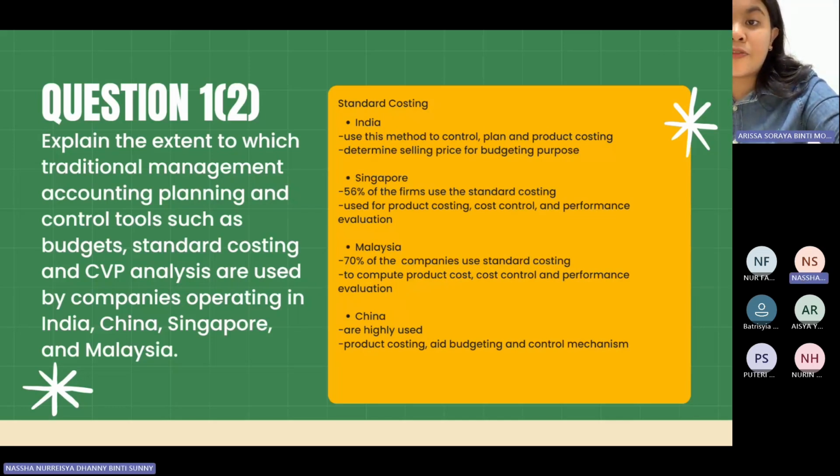In Singapore, the rate of companies using this method is 56%. Despite all the criticism about its relevance in the modern environment, companies in Singapore are still using it. This method is used for product costing, cost control, and performance evaluation. Furthermore, we have Malaysia with a 70% adoption rate. In Malaysia, companies use this method for performance evaluation, cost control, and product costing. Lastly, we have China. In China, this method is highly used, which is about 94% of Chinese firms, and 92% for SOEs. It is used for product costing, aiding budgeting, and as a control mechanism.